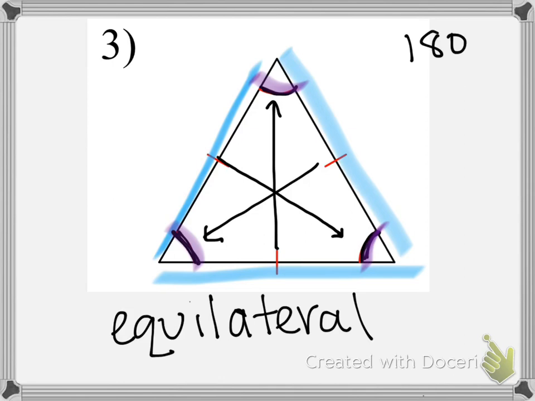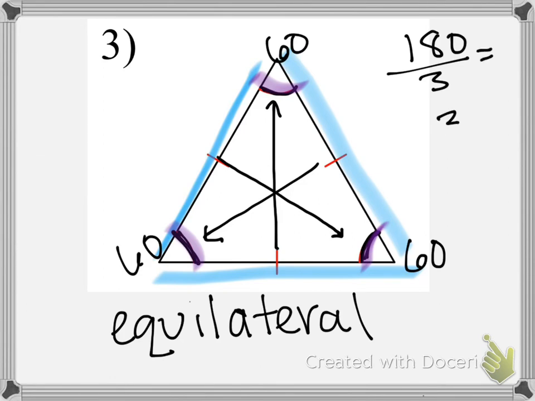60. Perfect. Thank you, Ashley. Yeah, so exactly. And Ashley, how did you come up with 60? 180 divided by 3. Perfect. We have three angles, and they all have to add up to the 180. And so, yeah, if we do 180 divided by the 3, it is going to give us the 60 degrees. Perfect. Thank you, Ashley.